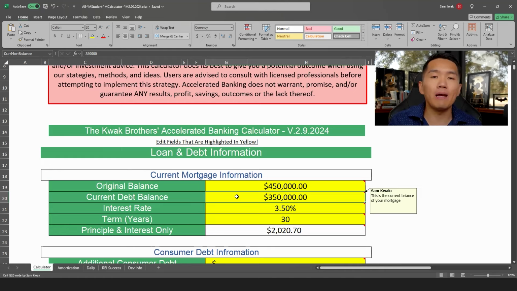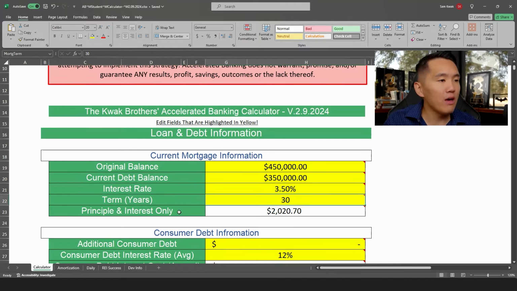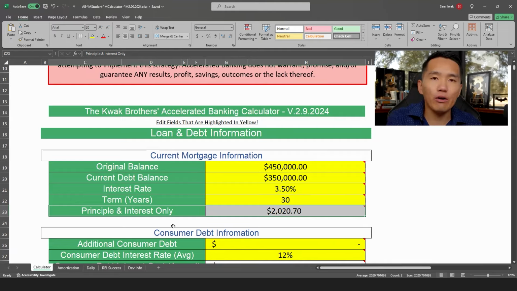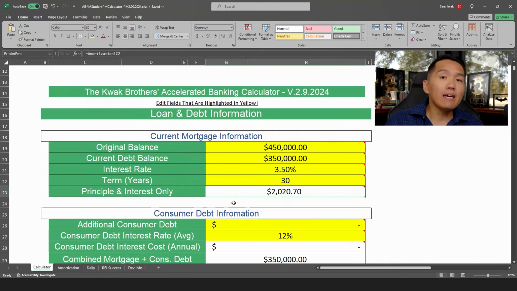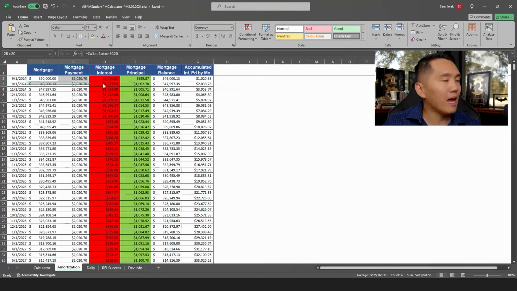Then we're going to look at your interest rate. For this illustration, we're going to assume a 3.5% interest rate on this loan, 30-year mortgage, and that gives us a principal and interest calculation automatically. Now, the P&I calculation is being done on a separate tab under amortization. So you can see an amortization table, which shows us the total mortgage payment, the interest cost, principal pay down, the balance, and the accumulated interest payment every single month.